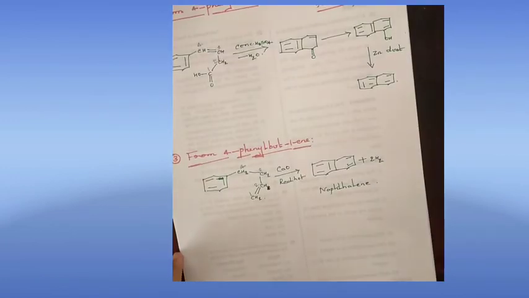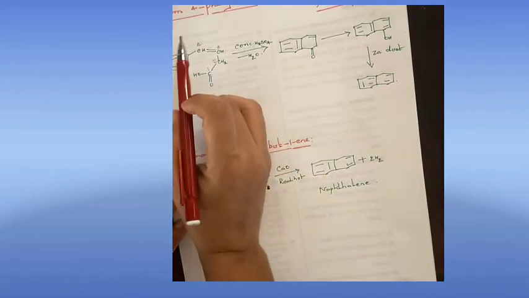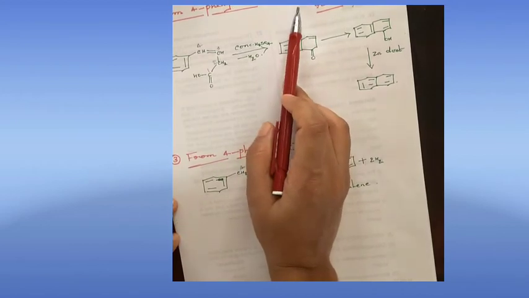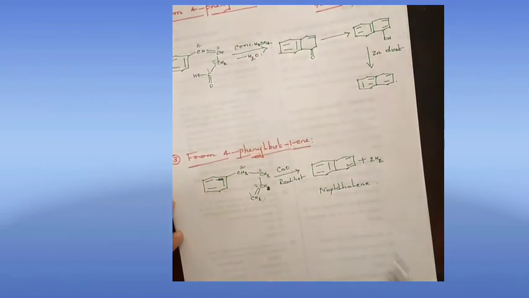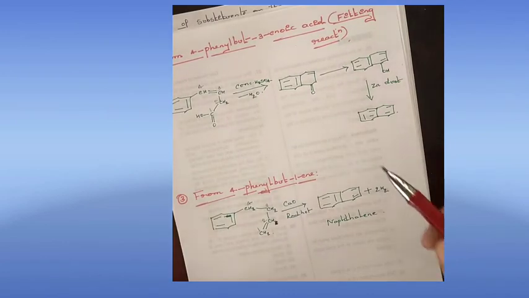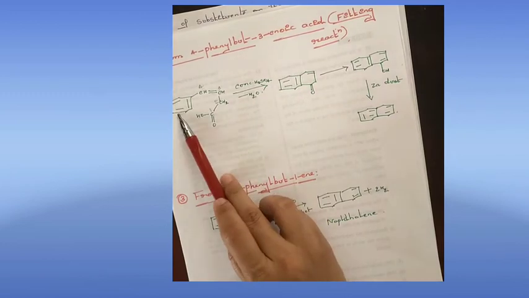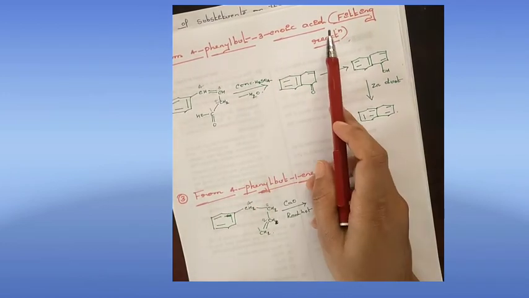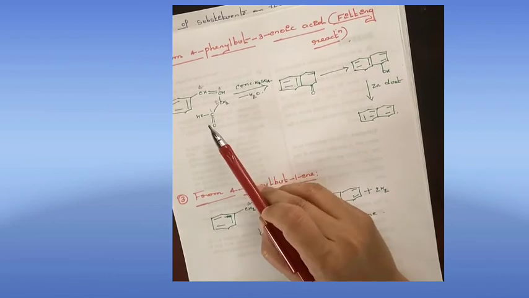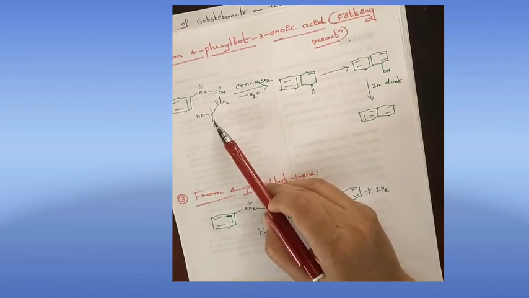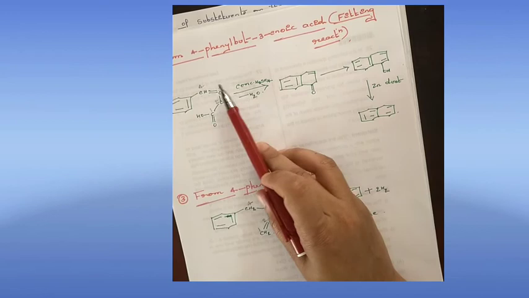And the second method of preparation, first one is very important. The second method of preparation is from 4-phenylbut-3-enoic acid. Okay, it is also called Fittig reaction. Okay, what is this Fittig reaction? What happens here? What's the name of the reactant? 4-phenylbut-3-enoic acid. Okay, first numbering starts from the functional group 1, 2, 3, 4.